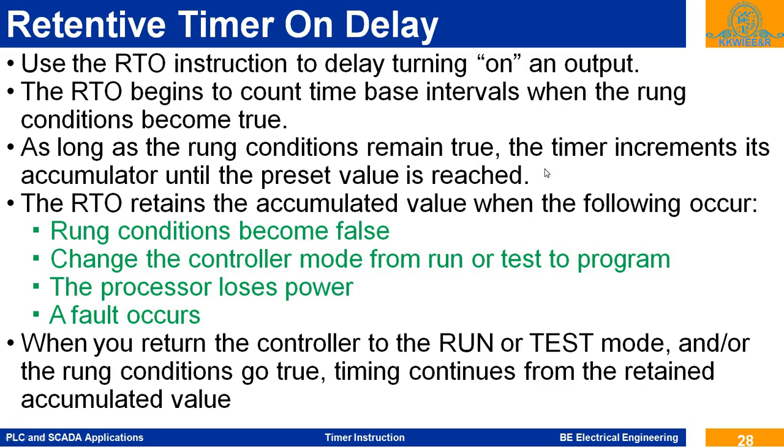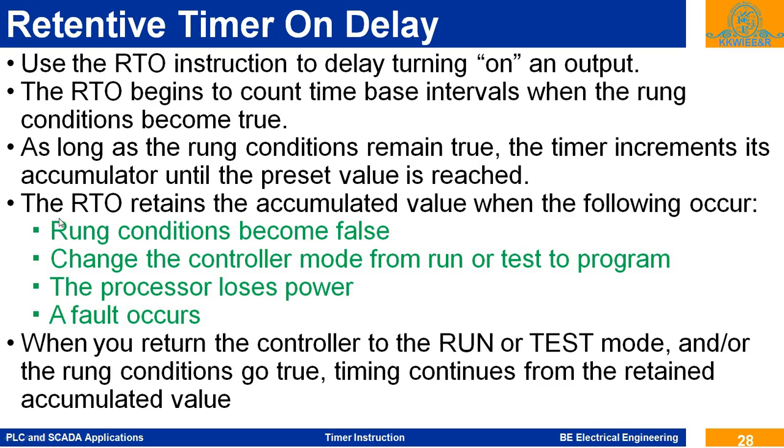In this way it goes on incrementing, and when the accumulator value is equal to the preset value, its done bit is set. Okay, so it works similar to the on delay timer, but the on delay timer is a non-retentive type instruction. In this case, when the rung goes false, it will retain its previous value in the accumulator, and when the rung condition is true, it will start counting from the retained value.